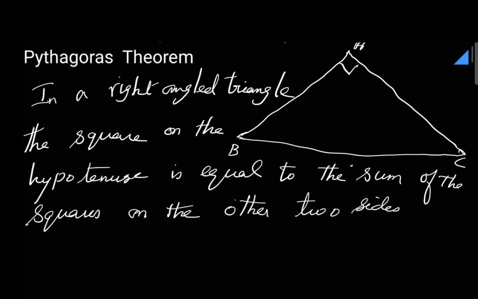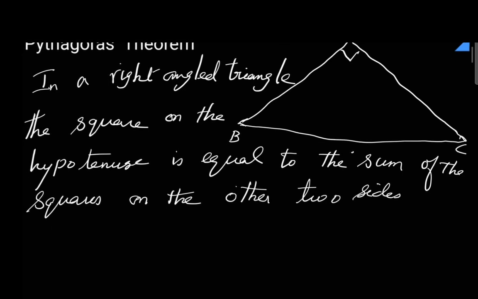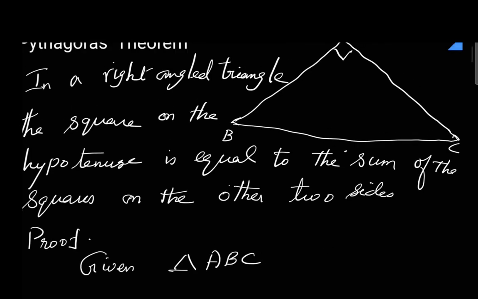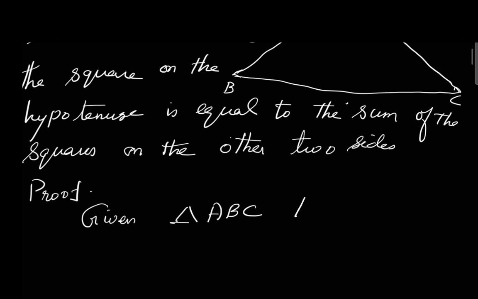Let me repeat the statement. In a right angle triangle, the square on the hypotenuse is equal to the sum of the squares on the other two sides. We'll start the proof. Given: triangle ABC is a right angle triangle, that is, angle A is equal to 90 degree. Come to the proof part.